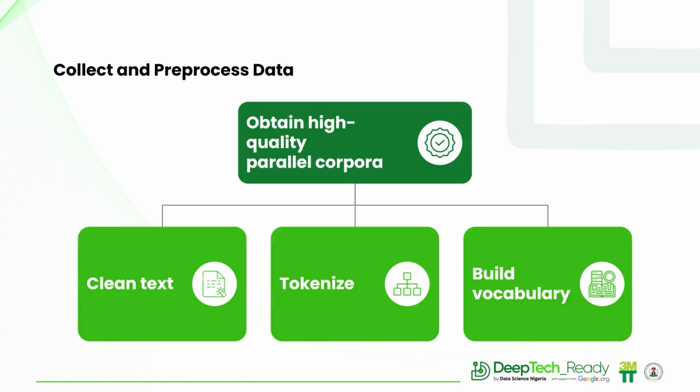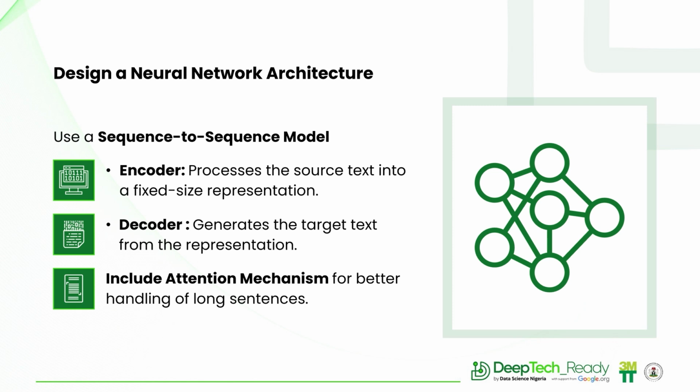Let's now walk through the procedure for designing the neural network architecture. We start with a sequence-to-sequence model, which is a standard framework for machine translation tasks. The first part is the encoder. It takes the source text and processes it, turning the sentence into a fixed size representation, which captures the meaning of the entire input sentence.